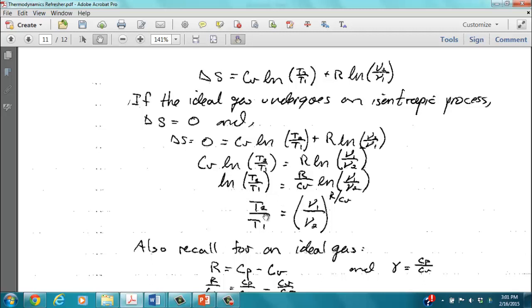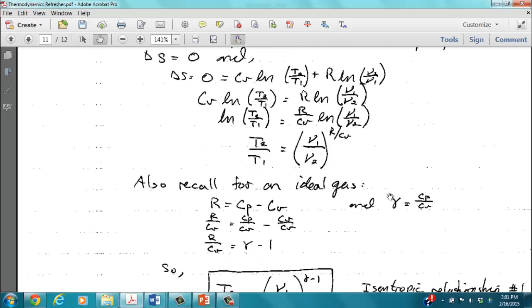The ratio of temperatures, T2 over T1, is equal to the inverse ratio of volumes, V1 over V2, raised to the gas constant divided by the constant volume specific heat, CV. We can simplify it further by recognizing that this gas constant R is just the difference between the constant pressure specific heat and the constant volume specific heat.